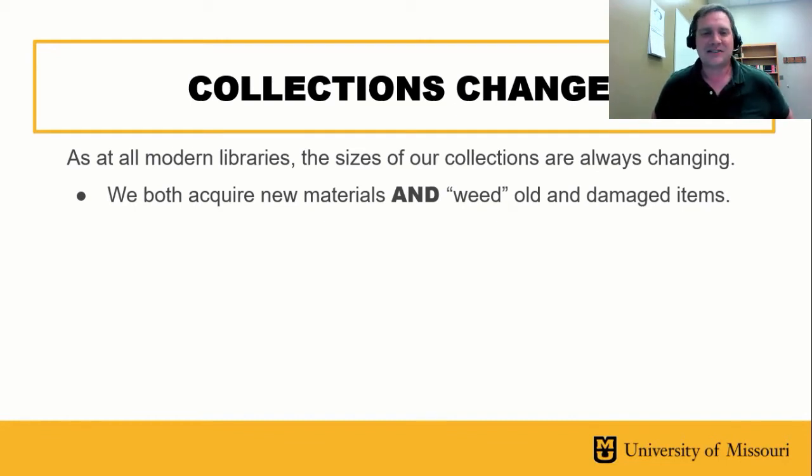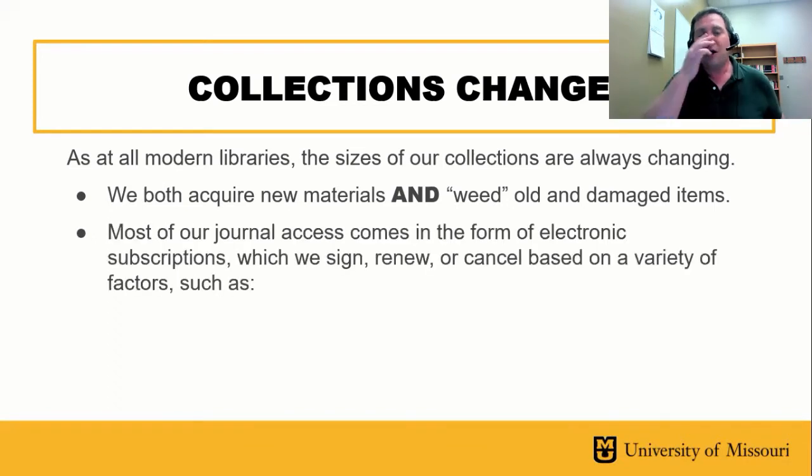So that's just to say, our collection expands. It also sometimes contracts, and those are not decisions that are made lightly. Also, when it comes to our journal access, you have to understand that a lot of the scholarly articles and a lot of the academic journals that we have access to nowadays come in the form of electronic subscriptions. So we pay for subscriptions. We pay to get access to databases or to individual journals. We sign contracts to have those subscriptions. Those subscriptions typically are not cheap.